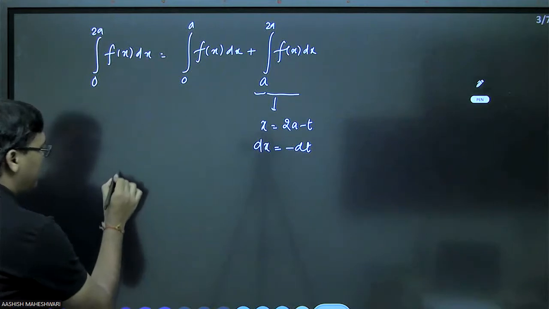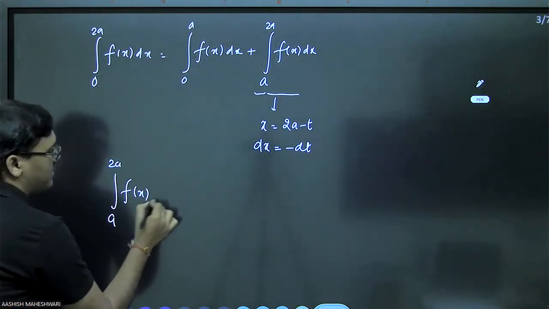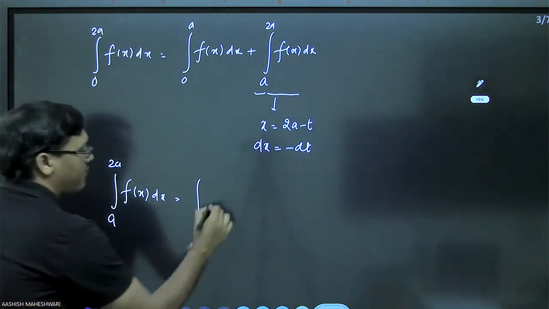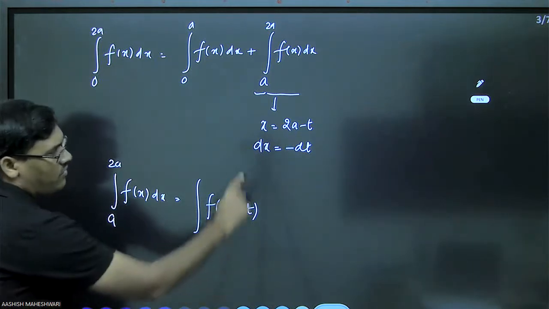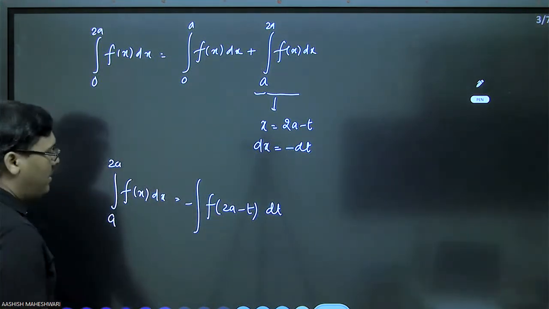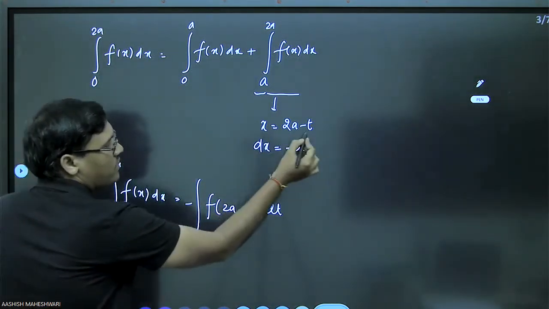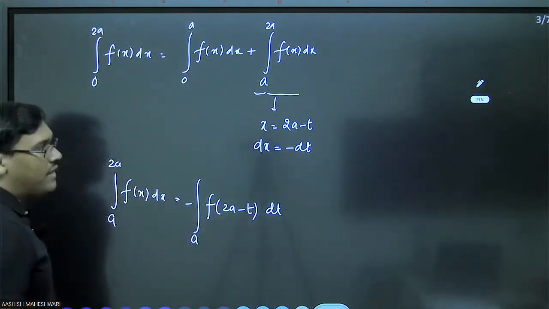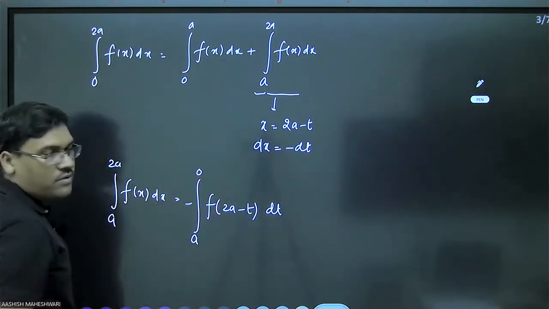So you can see here the integral from a to 2a of f(x) dx. What is this? This is f(2a minus t), and dx is minus dt, right? And what will be the limits now? If I put x equal to a, what is the value of t? t is equal to a. And if I put x equal to 2a here, 2a will be cancelled, t will be equal to 0.